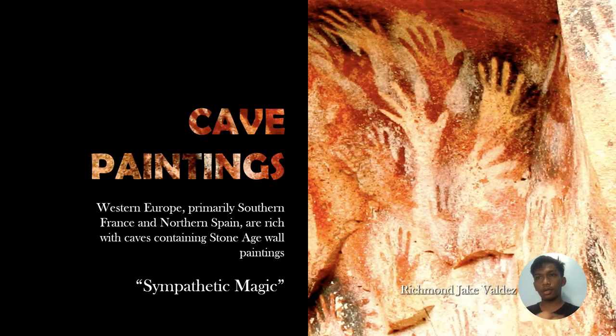Next topic is cave paintings. Cave paintings are a form of prehistoric art that involves the creation of images on the interior walls of caves and rock shelters. Early humans used natural pigments such as ochre, charcoal, and minerals to create cave paintings. And cave paintings were made through various techniques like fingers, hands, and rudimentary brushes made from animal hairs or plant fibers. So we have examples here.